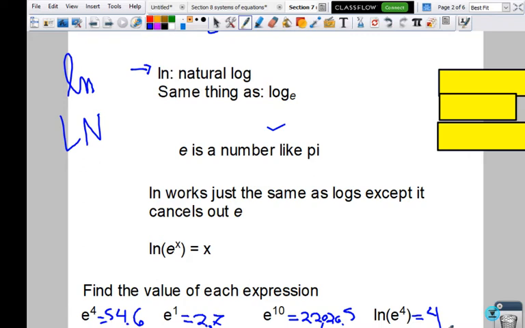Okay, not too bad so far. Log base E cancels out E. We'll make sure everybody has it down.